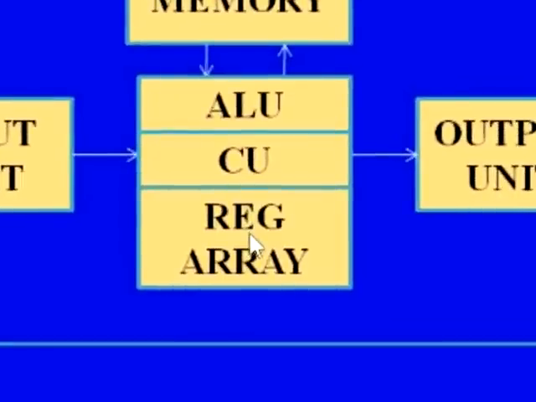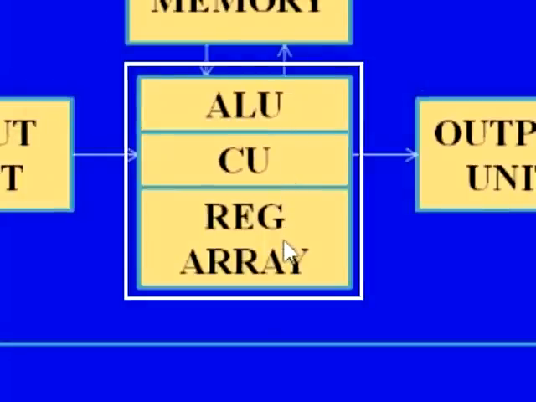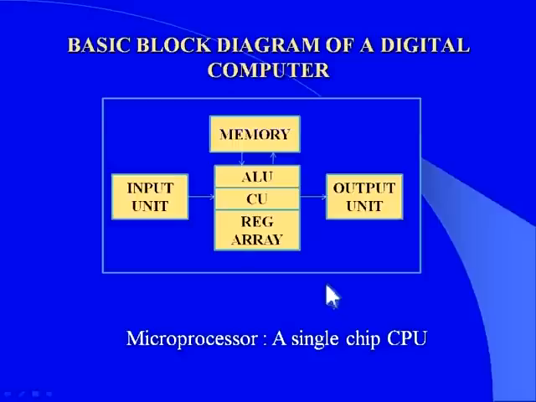In the case of a microprocessor, all the three units, that is ALU, CU and register array, are fabricated in a single IC. So the perfect definition of a microprocessor is a single chip CPU. A computer which uses the microprocessor as the CPU is known as a microcomputer. Almost all the systems we have in our laboratory are microcomputers.